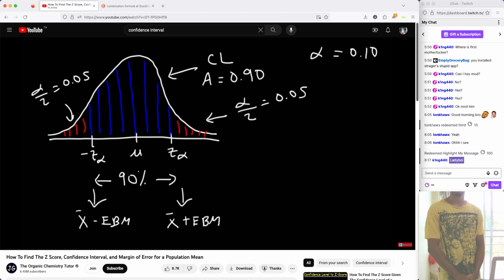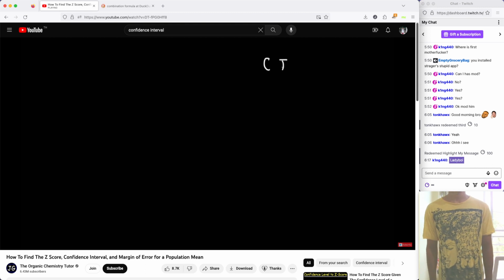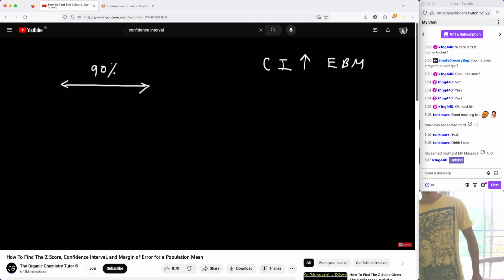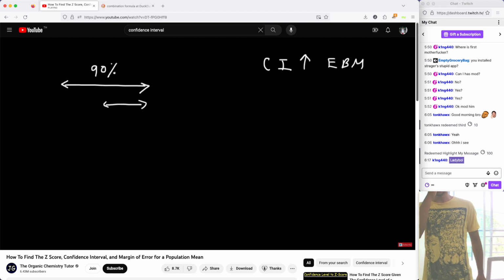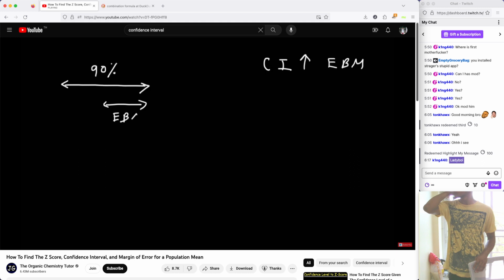Now let's talk about the effect that the confidence interval and the sample size have on the margin of error. So here's a question for you. If we increase the confidence interval, will the margin of error increase or decrease? What would you say? So let's say this is the length of a 90% confidence interval. The margin of error is going to be half of the length of the confidence interval. So that's going to be our EBM value.